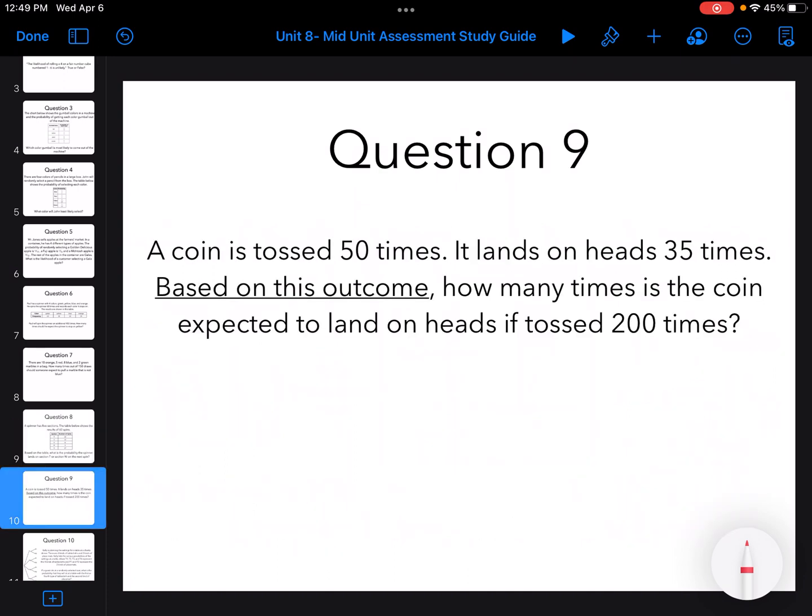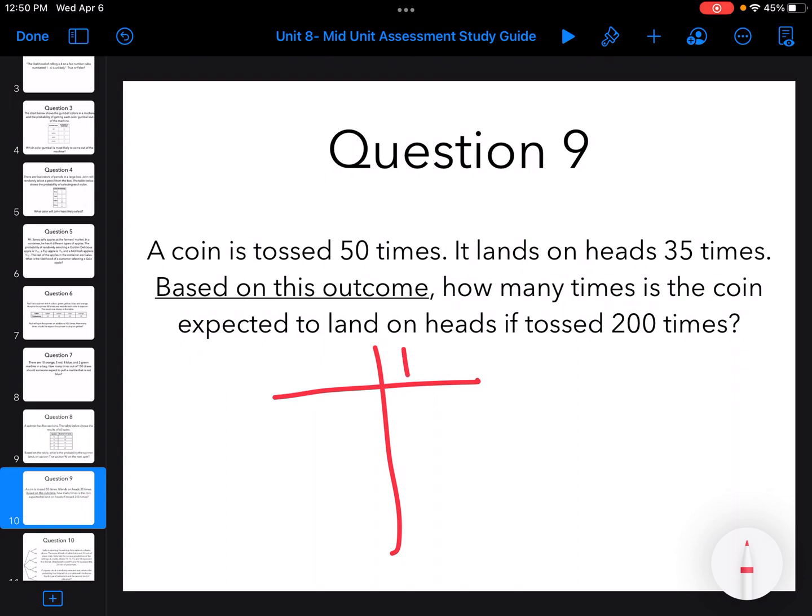All right, a coin is tossed 50 times. It lands on heads 35 times. Based on this outcome, not based on what the probability should be theoretically, but based on the experimental probability, how many times should we expect it to land on heads if it's tossed 200 times?